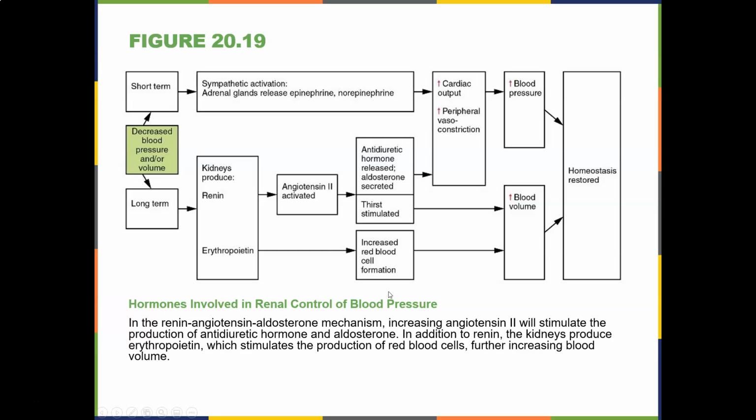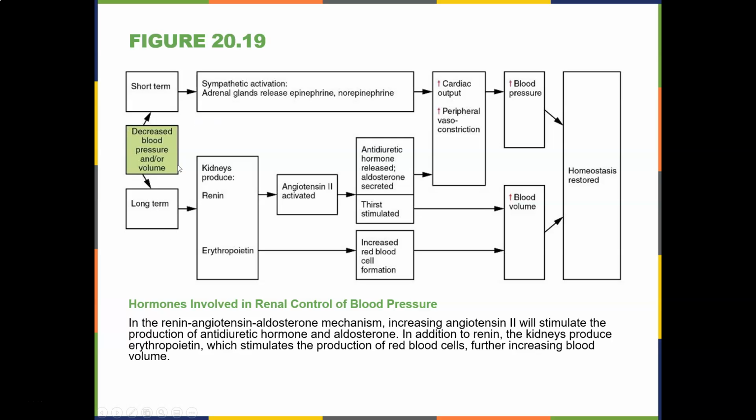So this is just telling you the long-term and the short-term effect of blood pressure. Let's say you have decreased blood pressure and/or volume. Well, in the short term, your sympathetic division is going to say, okay, adrenal glands, you're going to release some epinephrine and norepinephrine. So when your blood pressure is decreased, the sympathetic says, I'm going to increase my cardiac output and then increase peripheral vasoconstriction. Okay, then that way your blood pressure goes up and you're back to homeostasis.